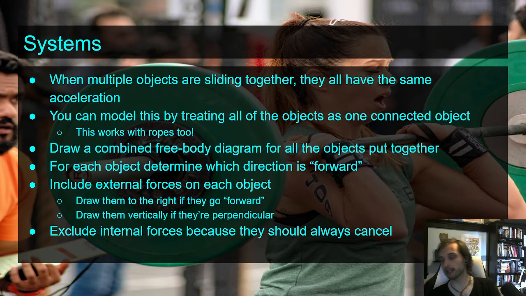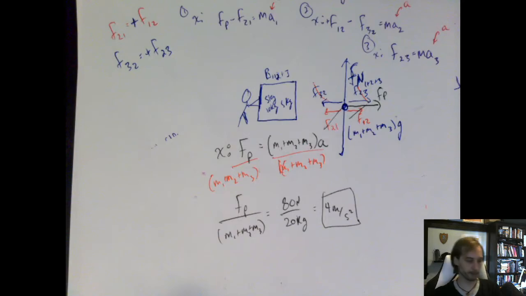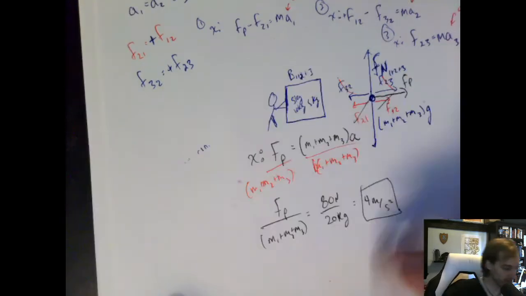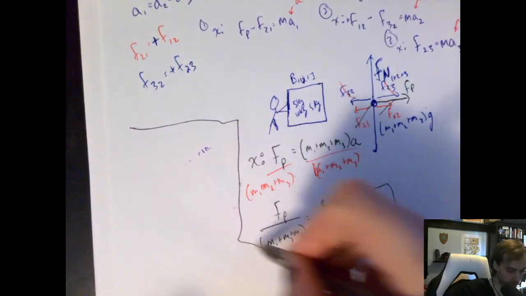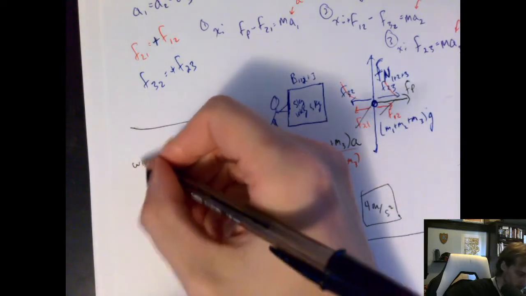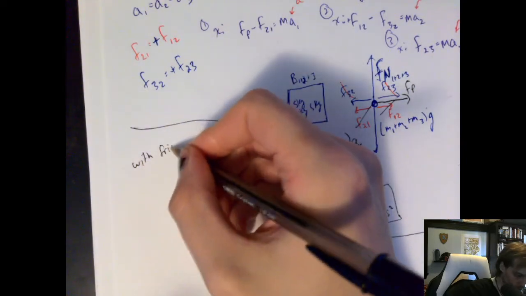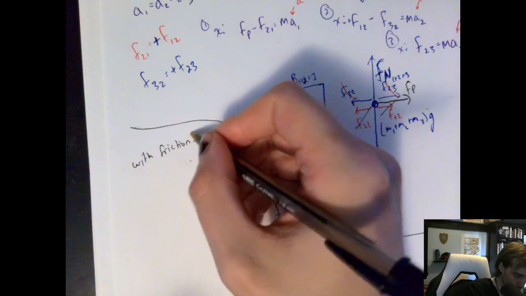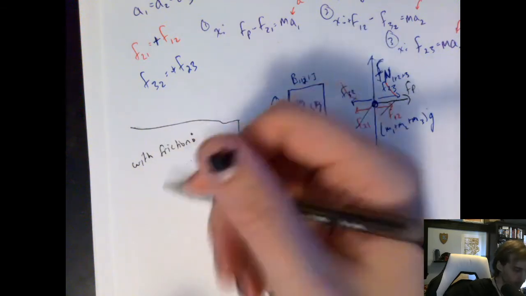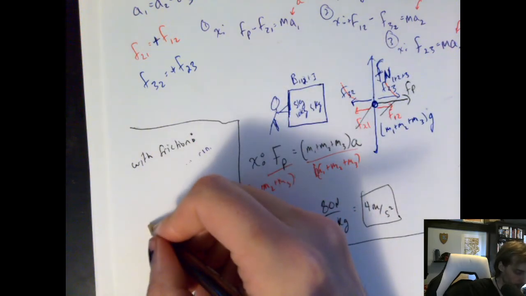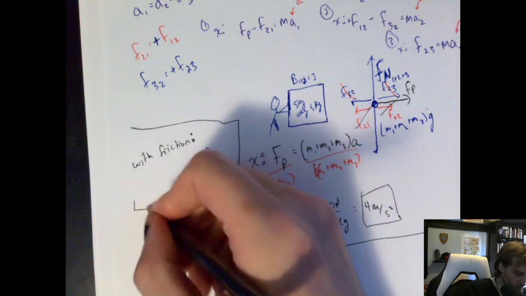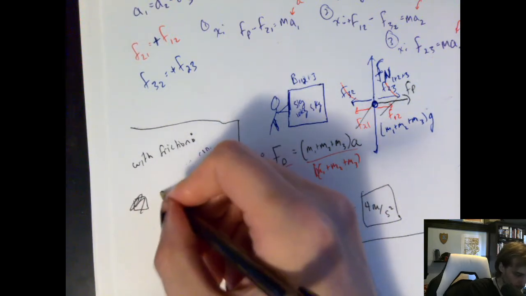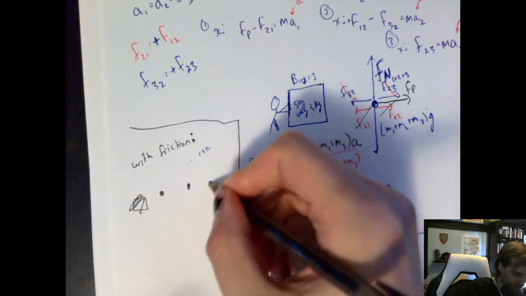So if we go back to that last one for a sec, in particular, if we were to look at that same one but with friction, if you look at all of the individual ones, they'll look the exact same as they did before.